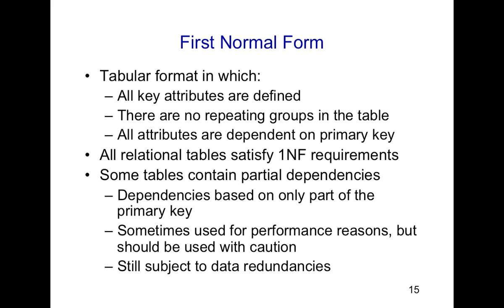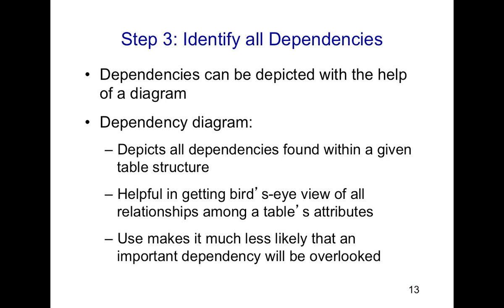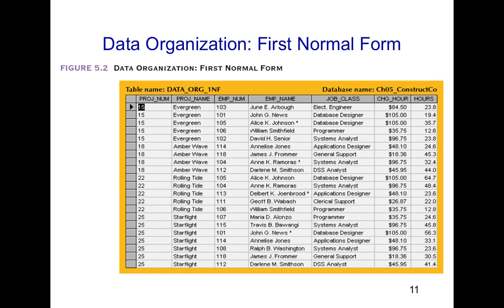So first normal form: the tabular format is in first normal form when all the keys are defined and there are no repeating groups. So we got rid of the repeating groups. And all the attributes of the dependents are on a primary key, and the table has a primary key. And all relation tables satisfy the first normal form requirement, which means all of the tables in the entire list of tables look like this. First normal form really is just no repeating groups.